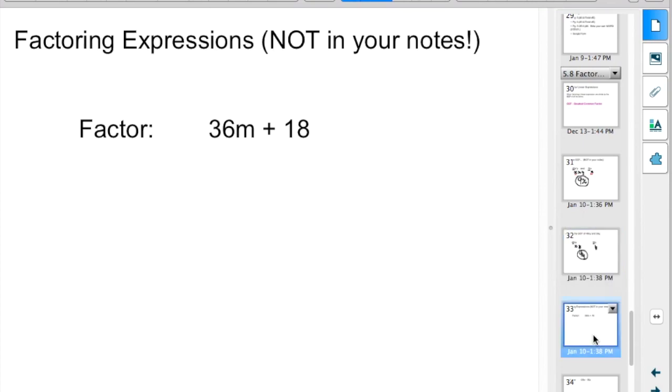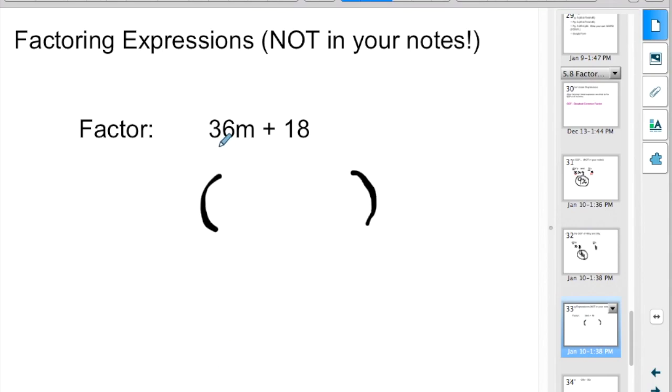Factoring expressions. So we're talking about this GCF, and we're talking about factoring an expression. This is not in your notes, so just sit back and pay attention. To factor means that we want to take this expression and we want to write it as a multiplication problem. We actually want it to look like a problem where we would distribute it. We would use the distributive property to simplify it.